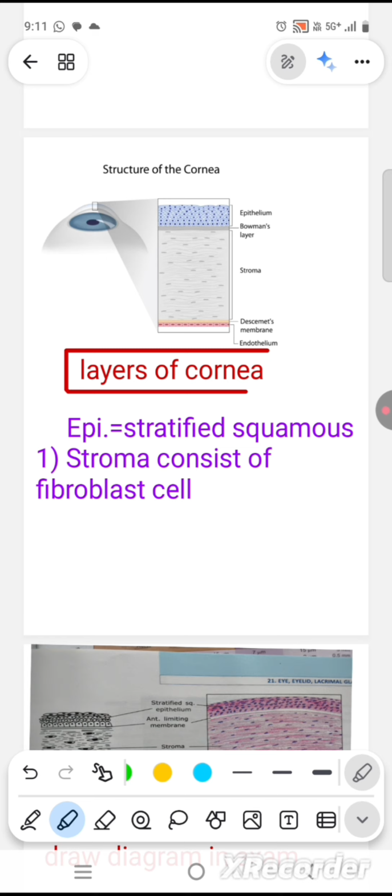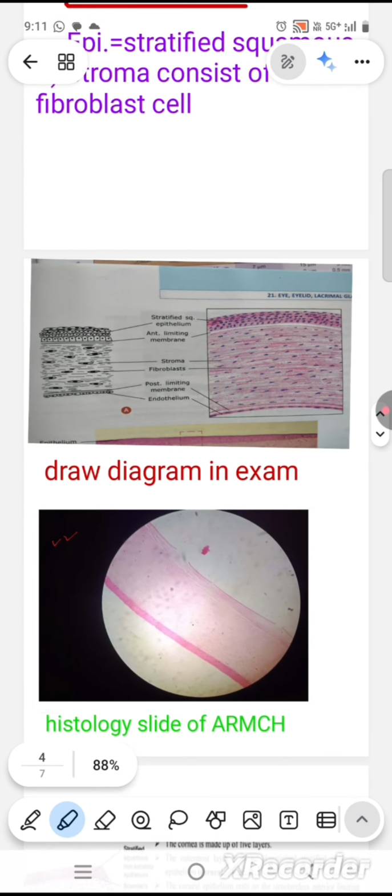So whenever the slide of the cornea comes, you have to draw it, and I will show exactly how it looks. This is the slide of my college, Ashwini Rural Medical College, where I have shown the actual slide, how it looks and how you can identify it. First, this lining you can see, the darkest lining, is the epithelium. The slide is a little upside down. The darkest line which you are able to see is that epithelium, which is a stratified squamous epithelium.